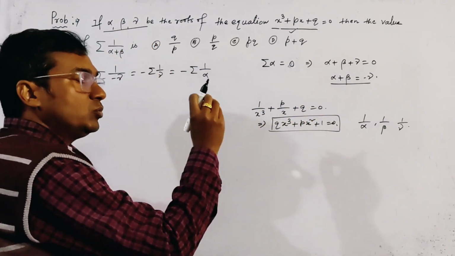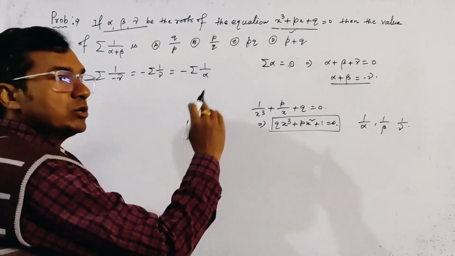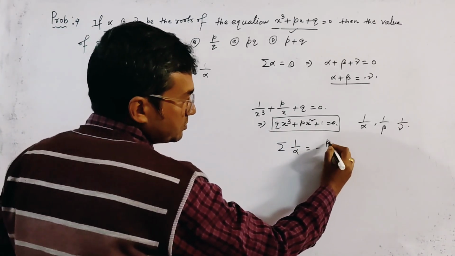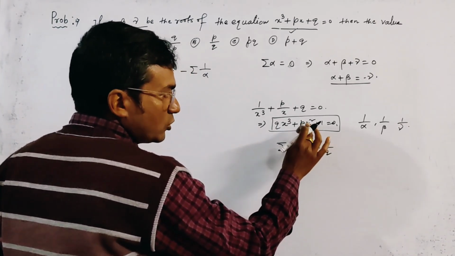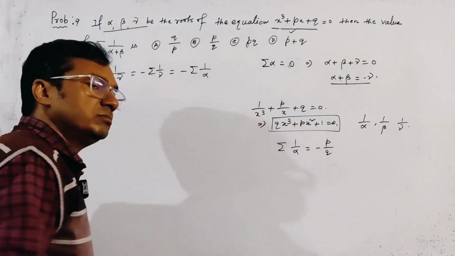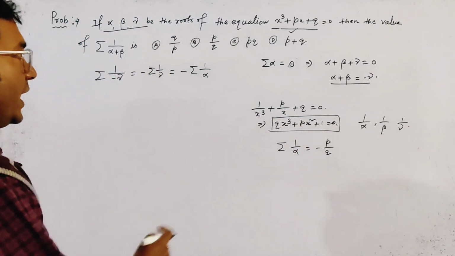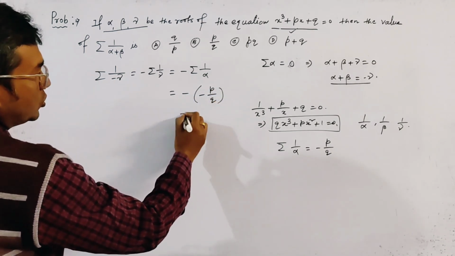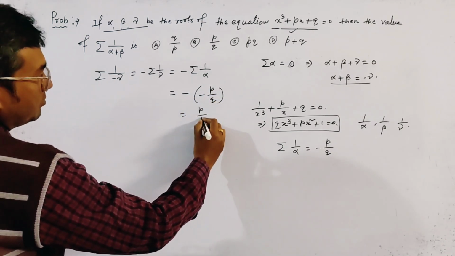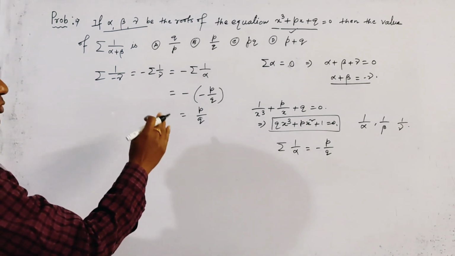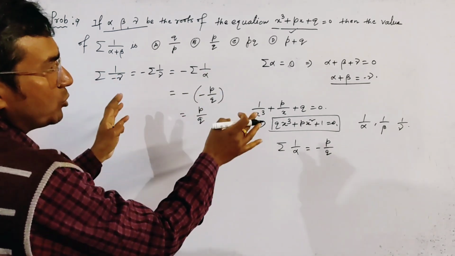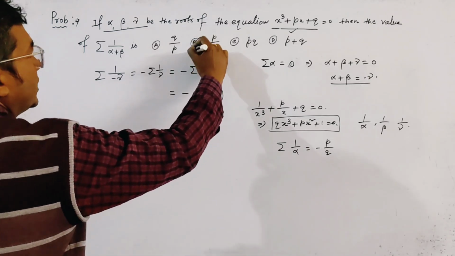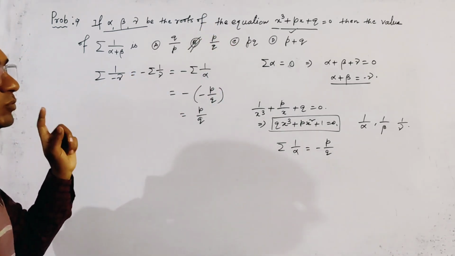And also we use the relation between roots and coefficients, and this gives summation 1 by alpha equal to minus p by q, because it is the coefficient of x² by coefficient of x³. Clearly this is minus of minus p by q, so the result is obviously p by q. Very easily we find the relation by proper method. And our correct option is option number B, this is p by q.